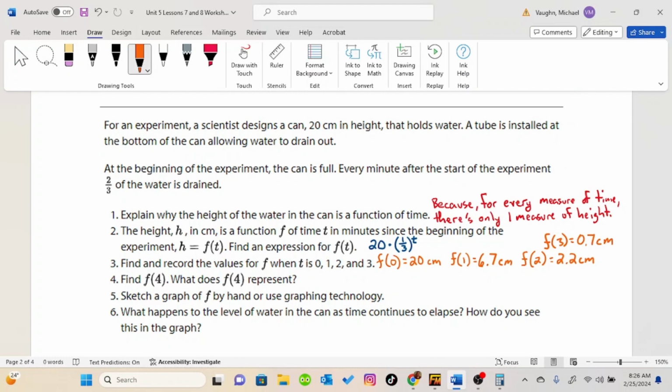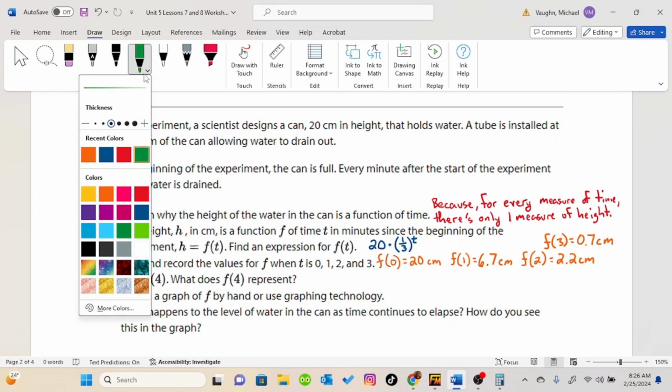So, at 0 minutes, we are at the original 20 centimeters. After 1 minute, 1/3 of that is left, 6.7 centimeters. After another minute, 1/3 of that is left, or 2.2 centimeters. And after a third minute, 1/3 of that is left, which is approximately 0.7 centimeters.